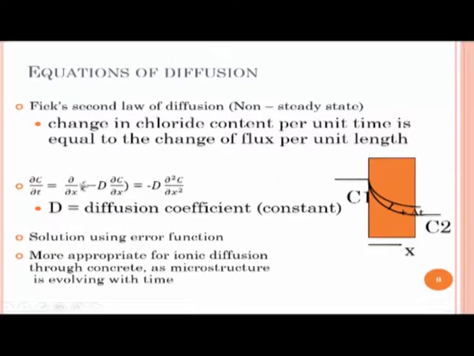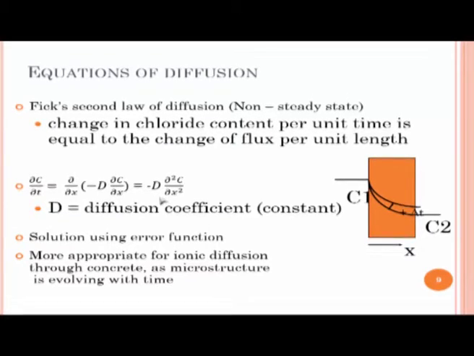So what does change of flux mean? ∂/∂X of J. So ∂/∂X of minus D ∂C/∂X, that is minus D times the second derivative of the concentration with respect to the length or thickness of the concrete, okay. So in other words, the first derivative of the concentration with respect to time is equal to the diffusion coefficient multiplied by the second derivative of the concentration with respect to thickness. Okay, that is a very simple way of expressing the non-steady state diffusion.